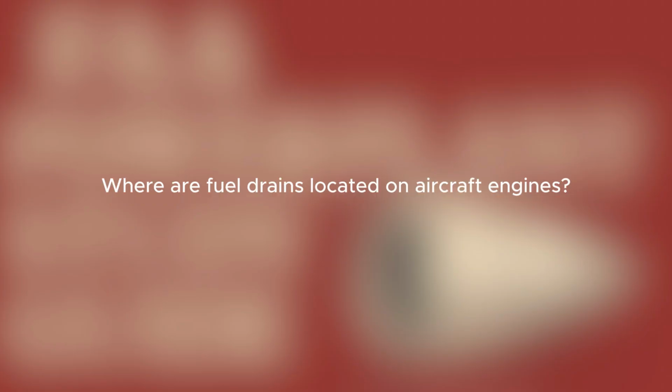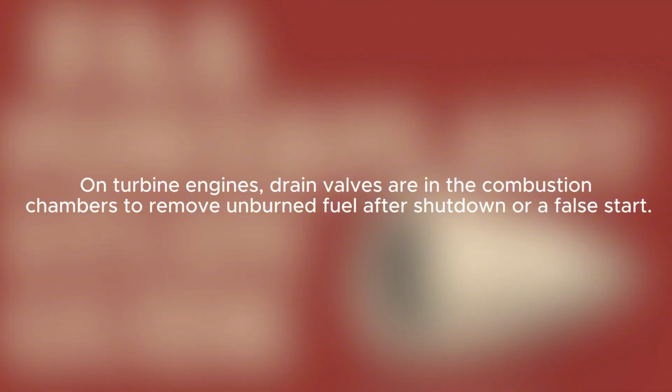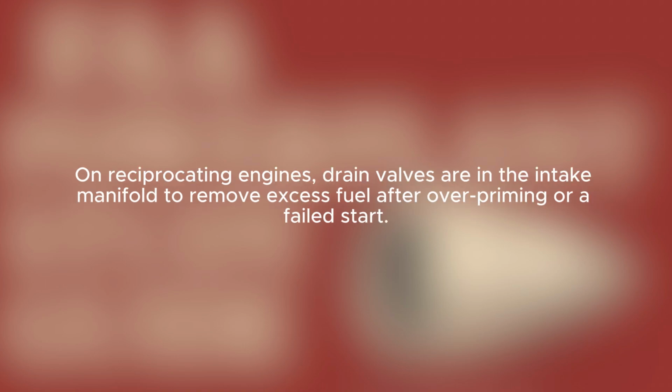Why do some filters have a relief valve? So if the filter gets clogged, fuel can still flow to the engine. Where are fuel drains located on aircraft engines? On turbine engines, drain valves are in the combustion chambers to remove unburned fuel after shutdown or a false start. On reciprocating engines, drain valves are in the intake manifold to remove excess fuel after overpriming or a failed start.